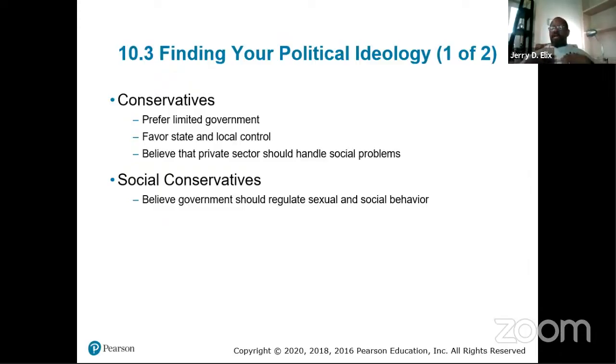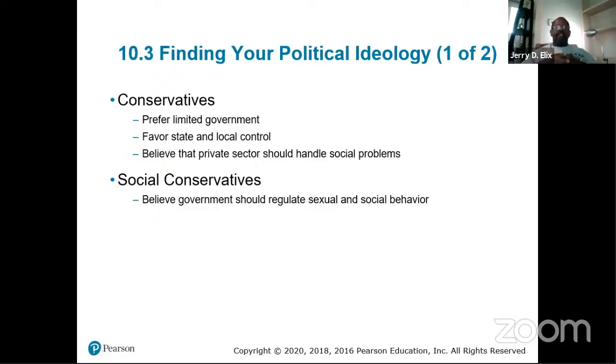My political ideology is conservative to moderate. Yeah, that seems confusing, but my political ideology is conservative to moderate. Now, what that means is that on some issues, I'm very conservative. And on other issues, I'm not necessarily liberal, but I'm more in between. And you'll notice that most Americans fall in this label.